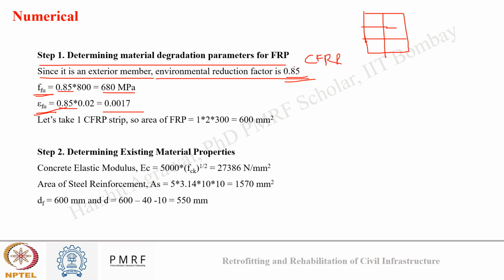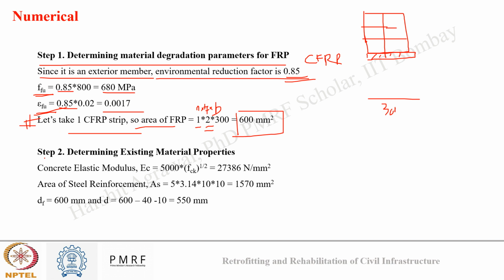Now I need to design my CFRP. So let's make a choice of one CFRP strip. Suppose I am providing a single strip of CFRP for strengthening. My area of FRP will be nothing but number of strips n times thickness of strip, that is tf, given as 2 mm, times the width of the beam. My width of the beam is 300 mm, so I'm completely attaching my CFRP on the base. So my total area of CFRP strip is 600 millimeters square.